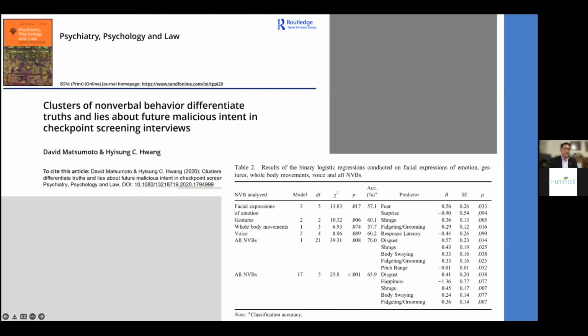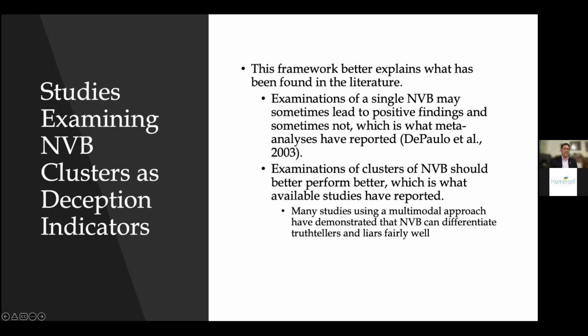So I do believe that there are some consistent combinations of behaviors that do differentiate truth tellers and liars. There are some other behaviors that go one way or the other across studies. But the bottom line of all of this is that when you examine combinations of behaviors, they always differentiate truth tellers and liars much better than when you examine those behaviors individually. So the framework that I'm suggesting to you better explains what has been found in the research literature. It better explains what I think is actually going on in people's minds and how we are neurologically wired.